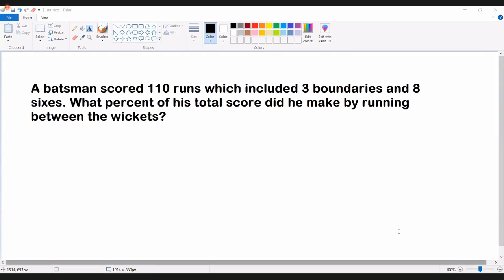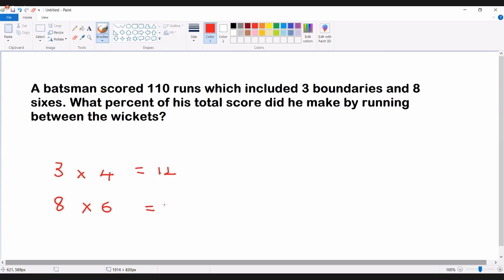So this is a question given. A batsman made 110 runs, including 3 boundaries and 8 sixes. So if he made 3 boundaries, boundaries means 3 into 4, that is 12 runs. And 8 sixes, 8 into 6.